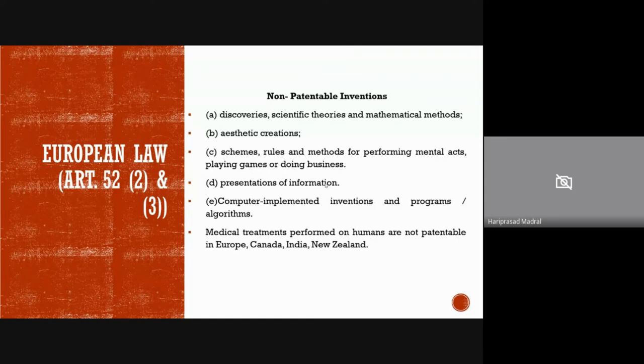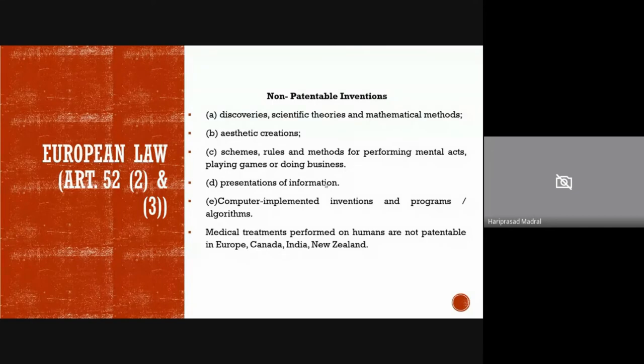Then there are aesthetic creations. Then there are schemes, rules, and methods for performing mental acts. So various mentalists who are implementing various acts, or which are considered to be part of the entertainment field. Then the rules and the schemes generally implemented in the administration process or in the enforcement process of laws, those things are not patentable according to European patent law.